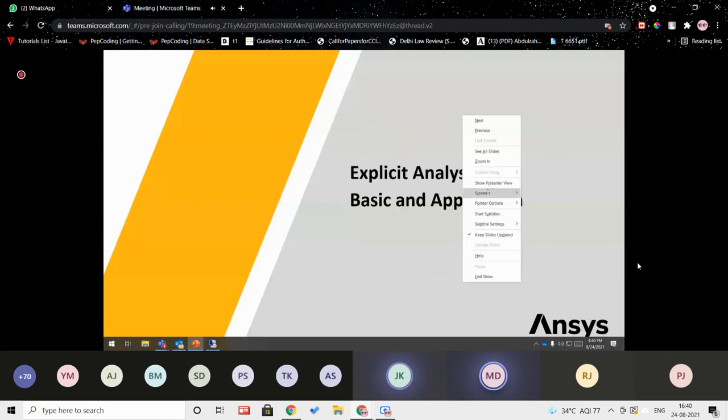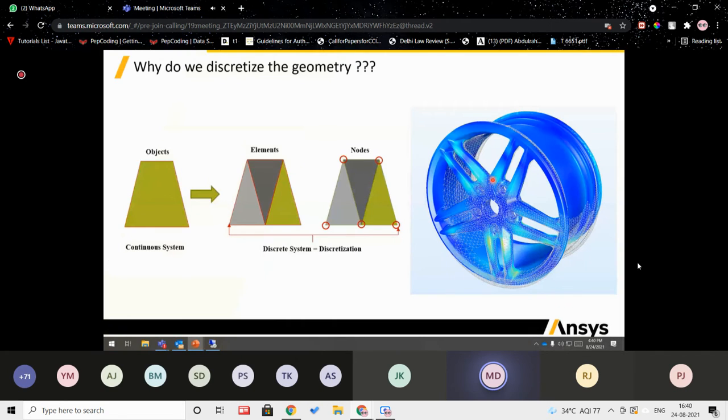So basically, when I say explicit analysis, it quickly comes into the picture that we may have a role of time. So let us look into the details of the basics and applications. First, I just have one question in mind. We have seen many concepts, as Jaisan also explained about the static things, and the first thing which comes to my mind is: why do we discretize the geometry? Why do we want to discretize it?